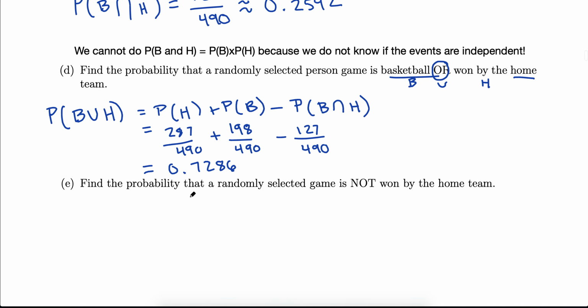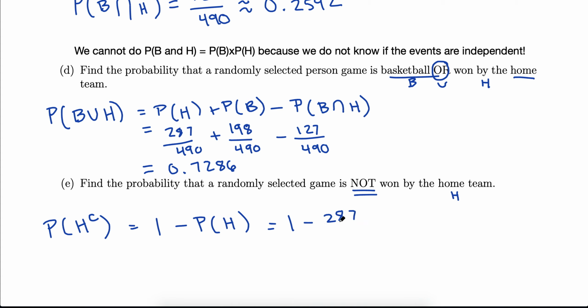All right, then the last part here, the keyword is spelled out for us: not won by the home team. So using our notation, probability home team does not win. There's our complement rule, 1 minus the probability that they do. And we found earlier home team winning was 287 out of 490. If you work that out, you're going to get 0.4143. So home team wins definitely more than half the time, loses less than half the time. So there does seem to be a clear home team advantage.